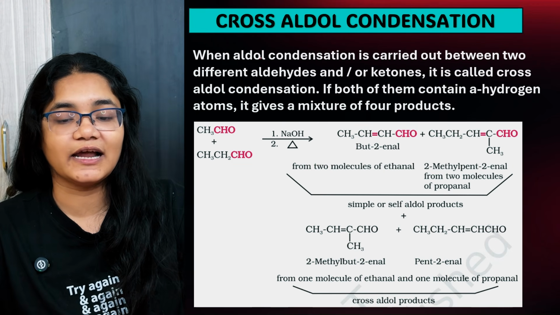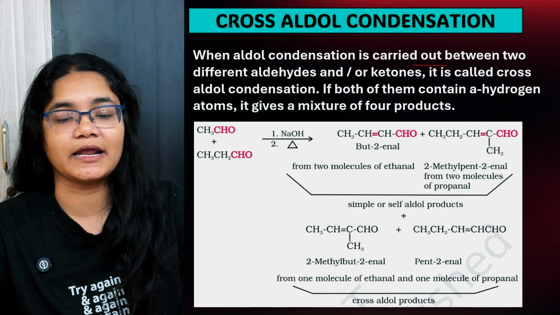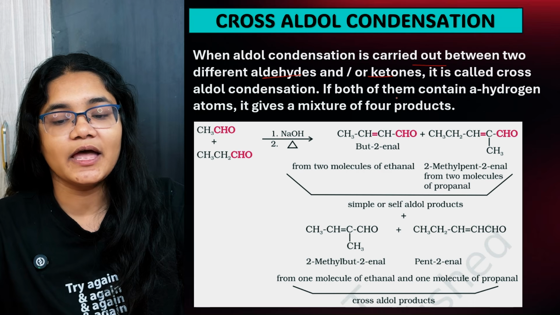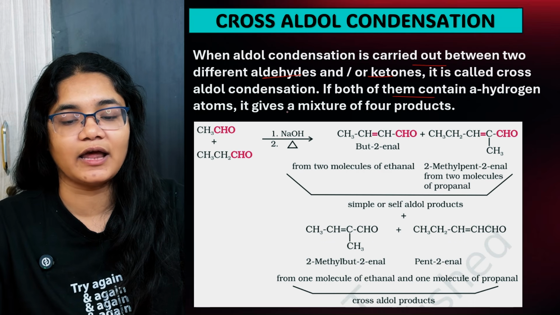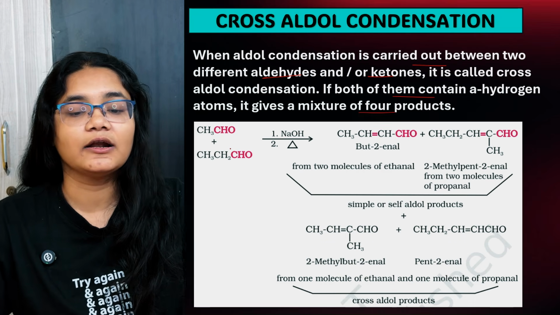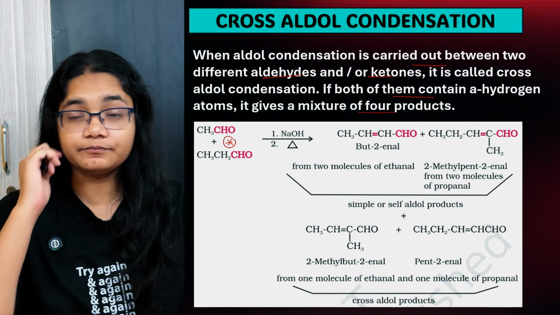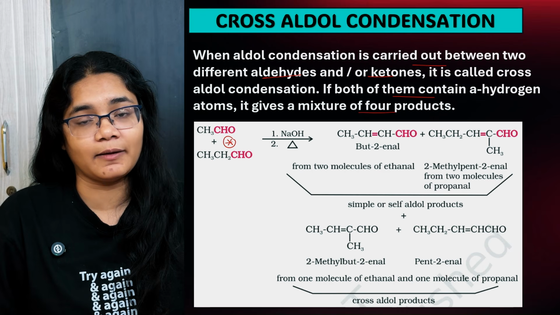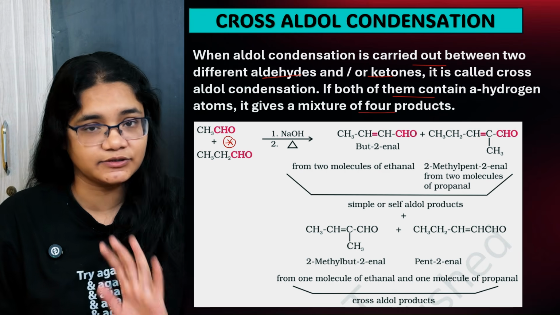Next, when aldol condensation is carried out between two different aldehydes or ketones, it is called as cross aldol condensation. And if both of them contain alpha hydrogen atoms, then you get a mixture of four products. Now, particularly practice this example. Whichever examples are given in the book, please practice those examples, and there is a high probability that you will get questions from these examples only.